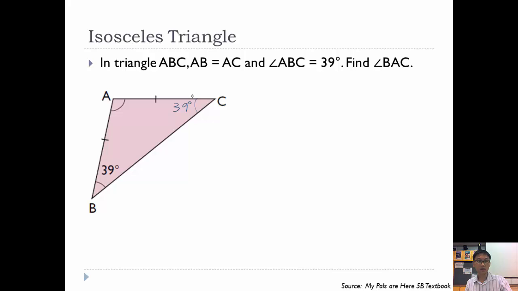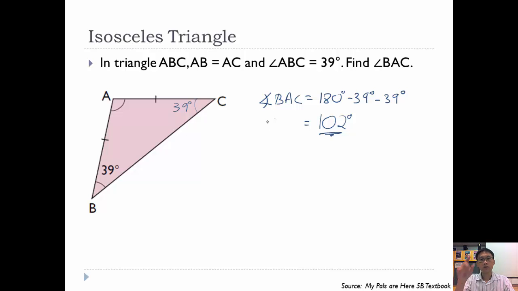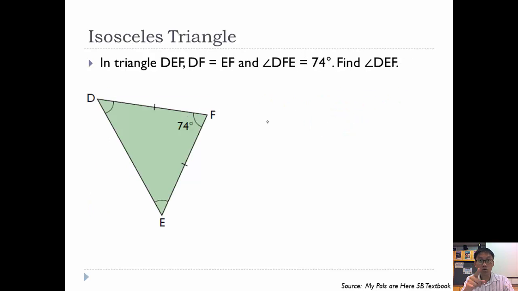And so if this is 39 and this is 39, I can easily find this because the sum of the angles in a triangle is always 180 degrees. So angle BAC is equal to 180 degrees minus 39 degrees minus 39 degrees. If you calculate it out, you will get 102 degrees. Now, always remember to check whether your answer is reasonable. Does this look like a 102 degree angle? Yes, it does, because it's greater than 90. It's an obtuse angle.